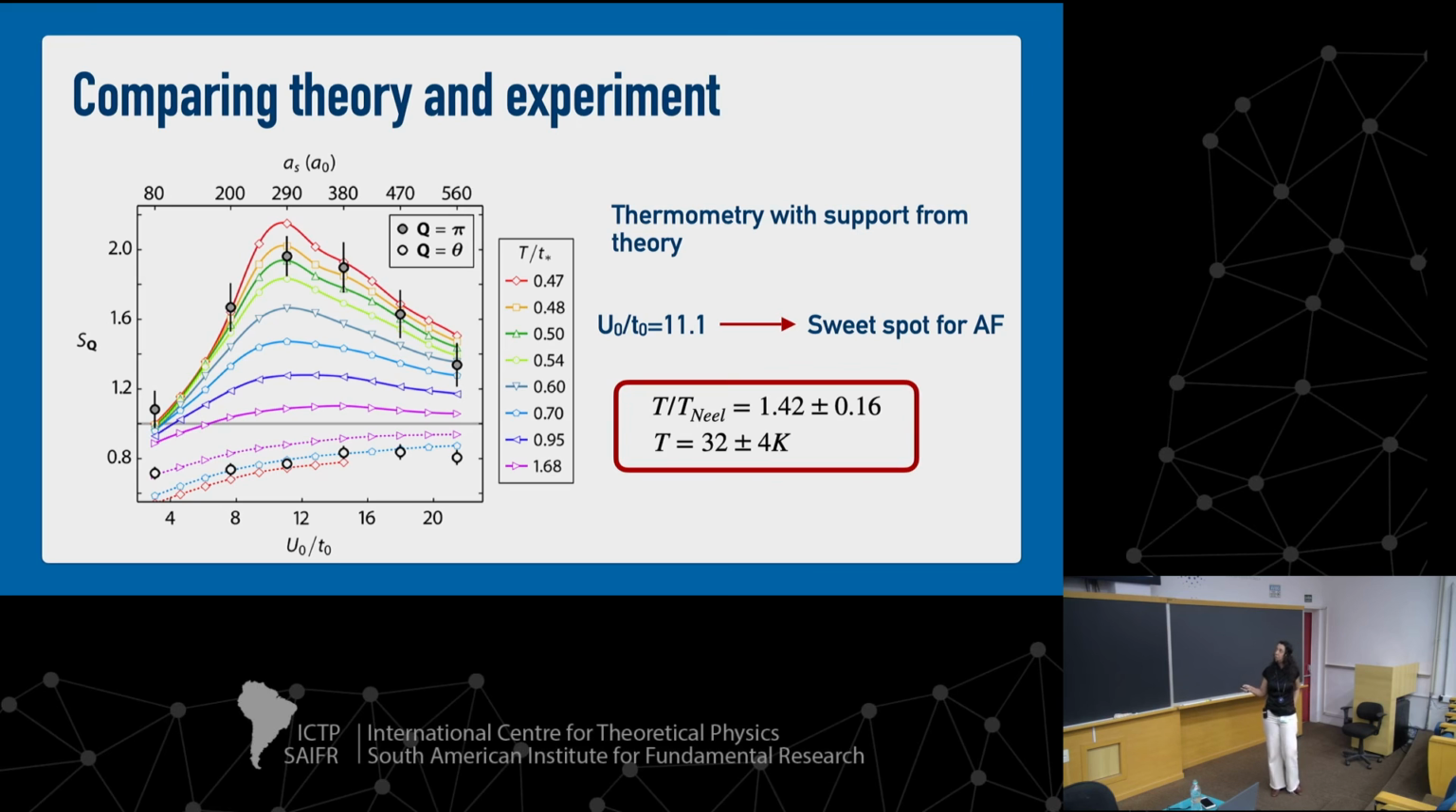So he was able to see in the experiments an enhancement of the magnetic structure factor, and this is very similar to that sweet spot. We've seen an increase with U and then a decrease that goes with the square over U, and this was measured, but not quite there in the antiferromagnetic phase yet.